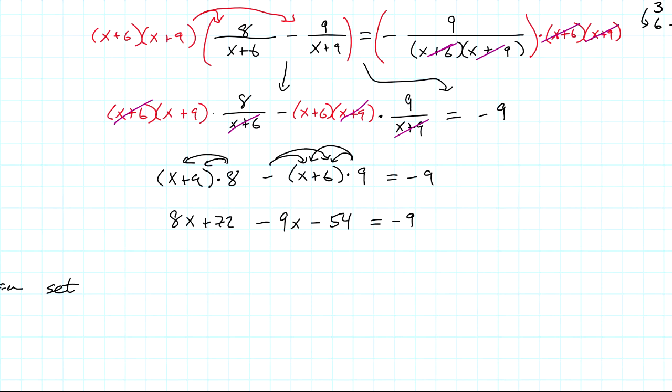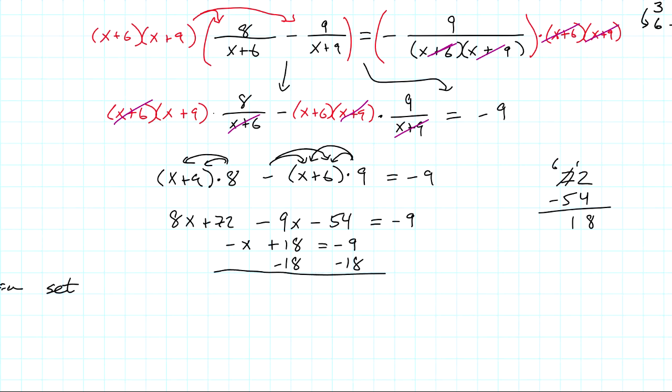All right, I'll combine like terms on the left. I've got negative x and then 72 minus 54. Let's just make sure we've got that all hashed out. Bring a 1 over. 12 minus 4 is 8. And then 6 minus 5 is 1. That's 18. So this is plus 18 equals negative 9. We'll subtract the 18 from both sides. And we'll get negative x equals negative 27. We can divide by negative 1 on both sides and be left with x equals 27.